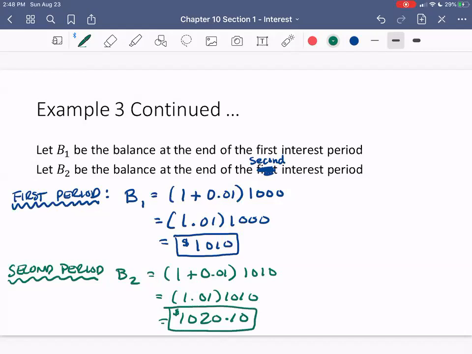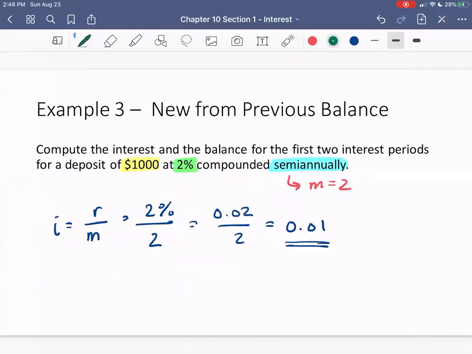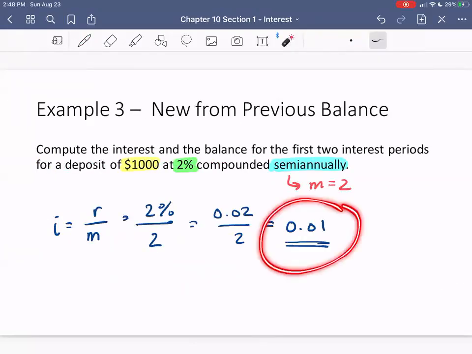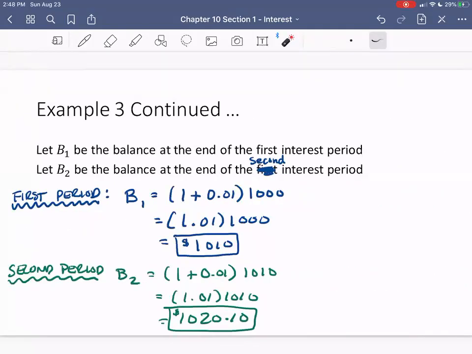So we have done what the example asked. It asks us to compute the interest. There it is right here. Compute the interest and the balance for the first two periods. So the first period, the balance would be $1,010. After the second period, it would be $1,020.10.